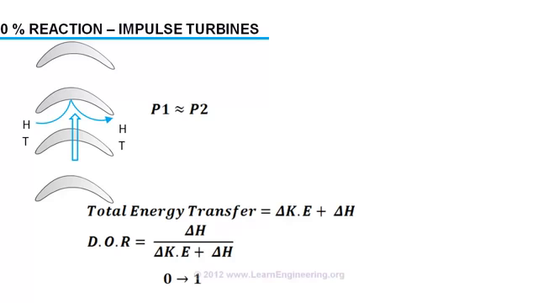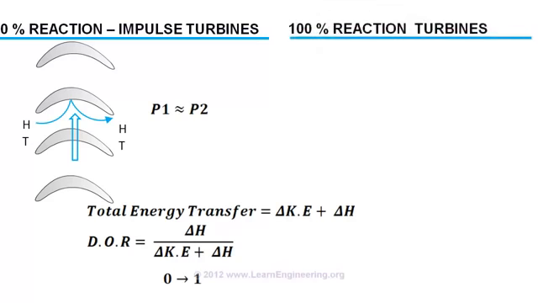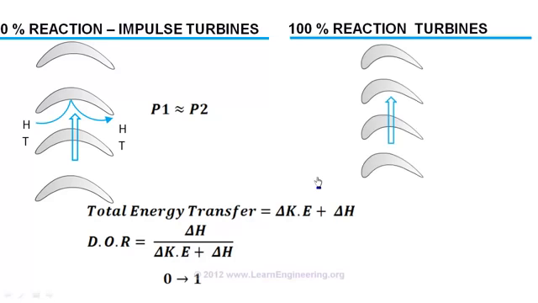Now, the other extreme case. The 100% reaction turbines. Here, as you guessed, there won't be any kinetic energy change across the rotor, and energy transfer will be purely due to the change in enthalpy. And this could be a typical blade profile for such a case. Here fluid passes through the blade without actually hitting it. We know, across the blade there is no kinetic energy change, so the absolute value of velocity remains the same across the blade. But pressure, temperature and enthalpy vary across the blade.